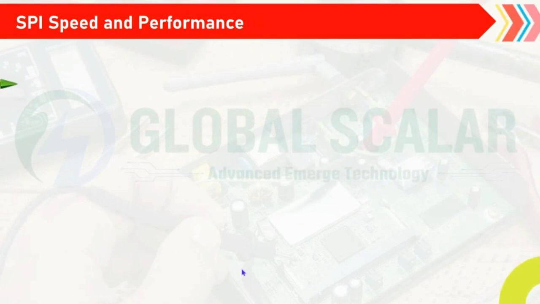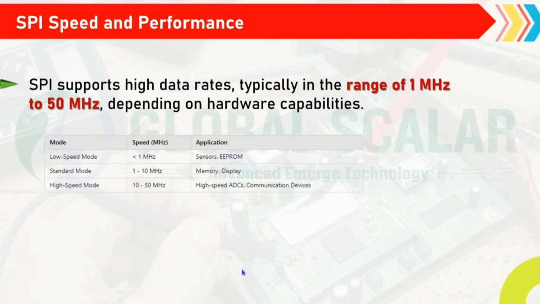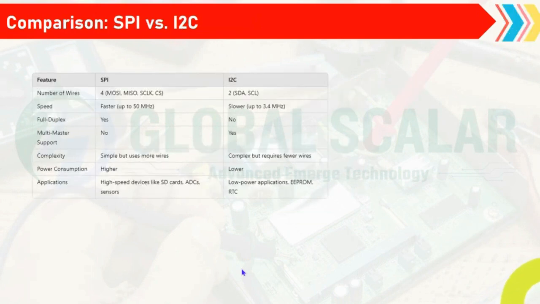And coming to the speed and performance, SPI supports a high data rate, typically ranging from 1 megahertz to 15 megahertz, depending upon the hardware capability. Low speed mode is 1 megahertz, which can be configured for sensors and EEPROM. For standard mode, displays, it is 1 to 10 megahertz, and high speed mode is 10 to 50 megahertz, for communication devices.